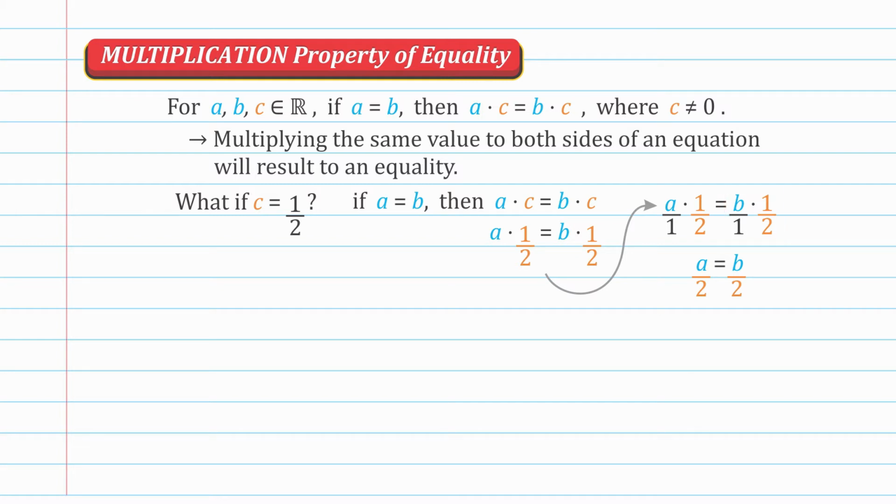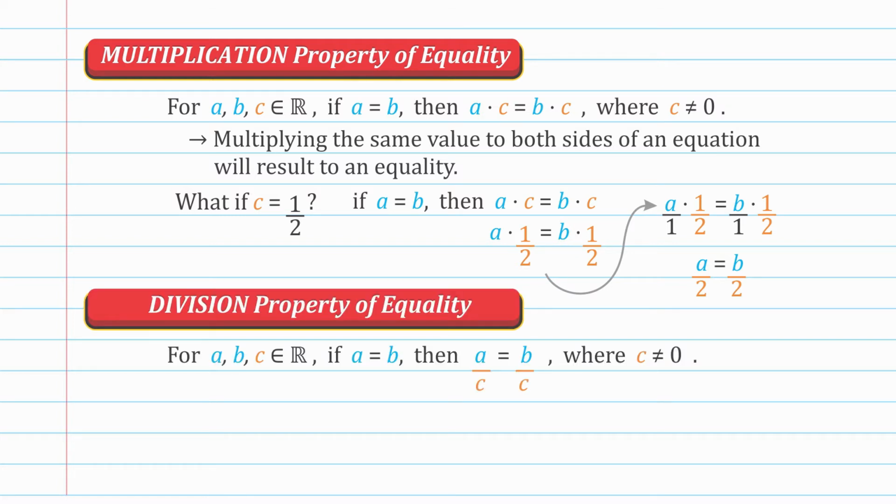Now, what's the implication of this? This means that when you divide both the left and right side by a number, in this case 2, the left side and the right side would still be equal. Now, from this investigation, we now have another property of equality, and that's the division property of equality. Now, what is this property saying? According to this, for real numbers A, B, and C, if A were equal to B, then A divided by C is equal to B divided by C, again where C is not equal to 0.